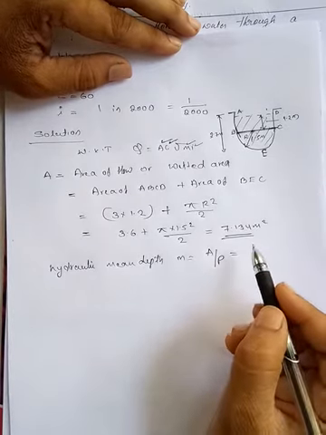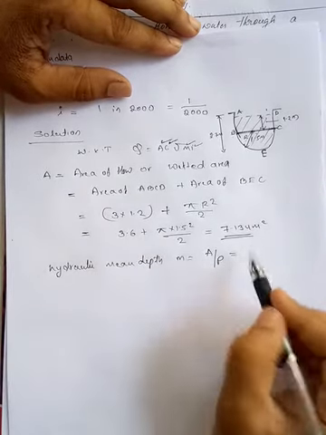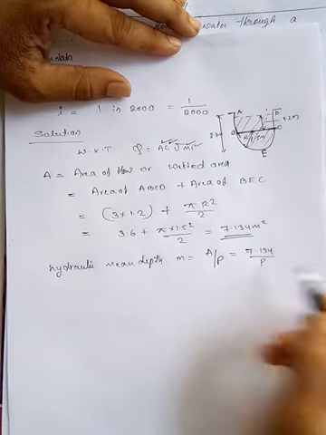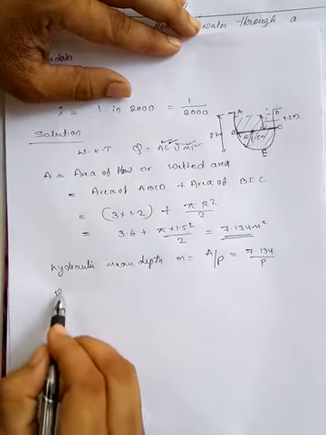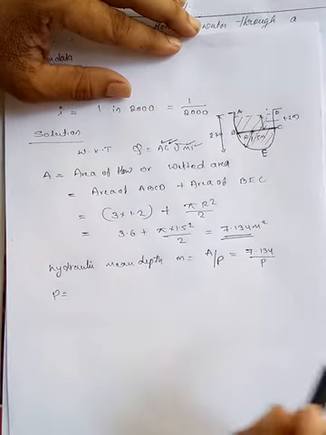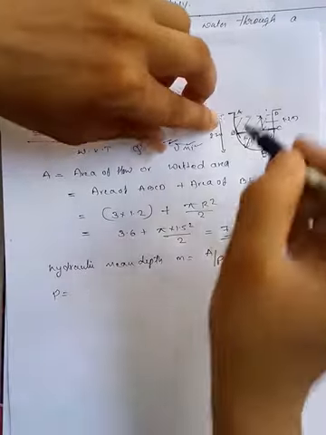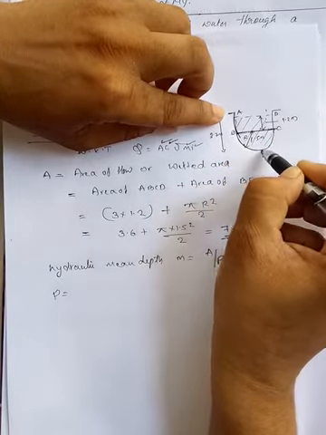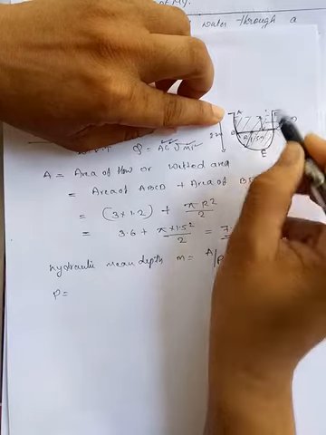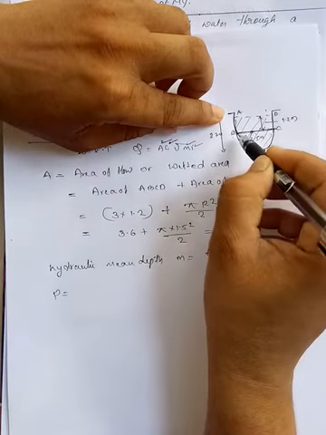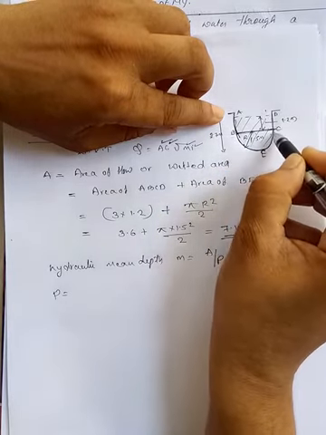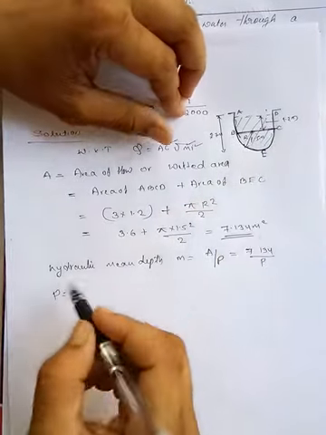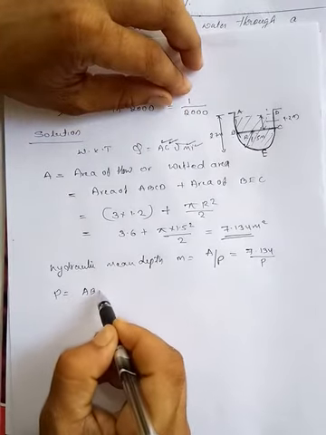The area of the channel is 7.134. P you have to find out, right? P is the wetted perimeter. What is the wetted perimeter? These are the sides: AB plus BC plus CD. Up to here is the side of the rectangle, and from here to here is the periphery of the semicircle.